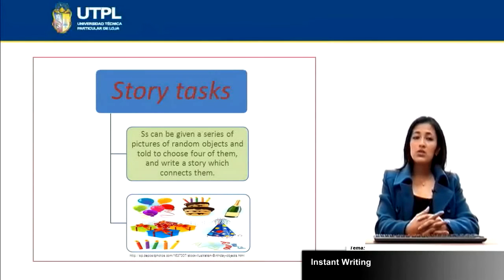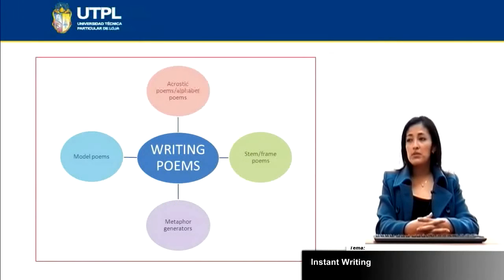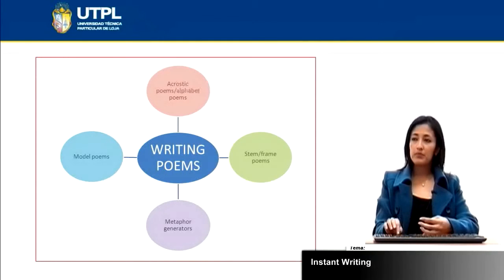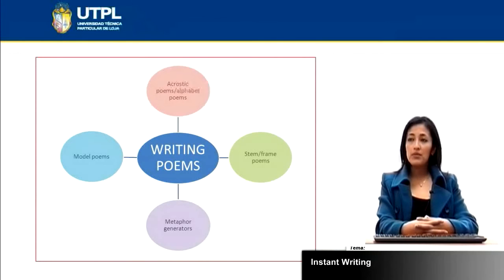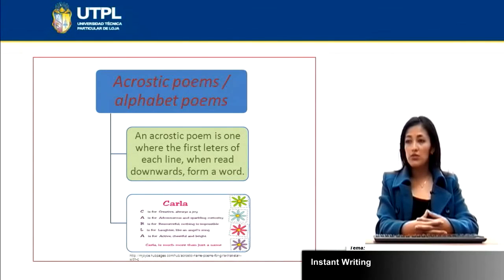Another way is to write poems. So here we have acrostic poems, alphabetic poems, stem frame poems, metaphor generators, and also model poems. In the case of acrostic poems, let's mention first the definition, which is where the first letters of each line, when read down, form a word. Okay, so here we have an example of acrostic poems in which the author has used the name of a person.